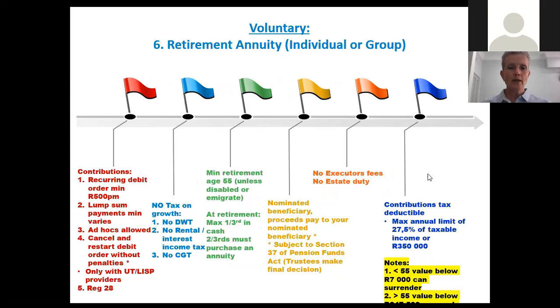The sixth product that we're going to quickly run through, you can either have this as an individual or under a group, and it's a retirement annuity. Again, a retirement annuity has been around forever and ever. Pros and cons, I think right now with all the media coverage with prescribed assets and Regulation 28 and all sorts of things and the government, I think everybody's quite nervous about these products.